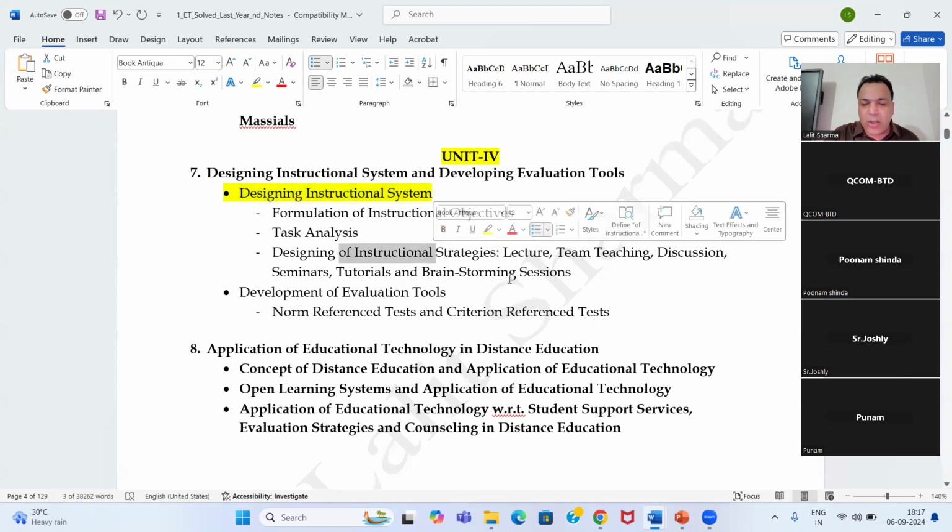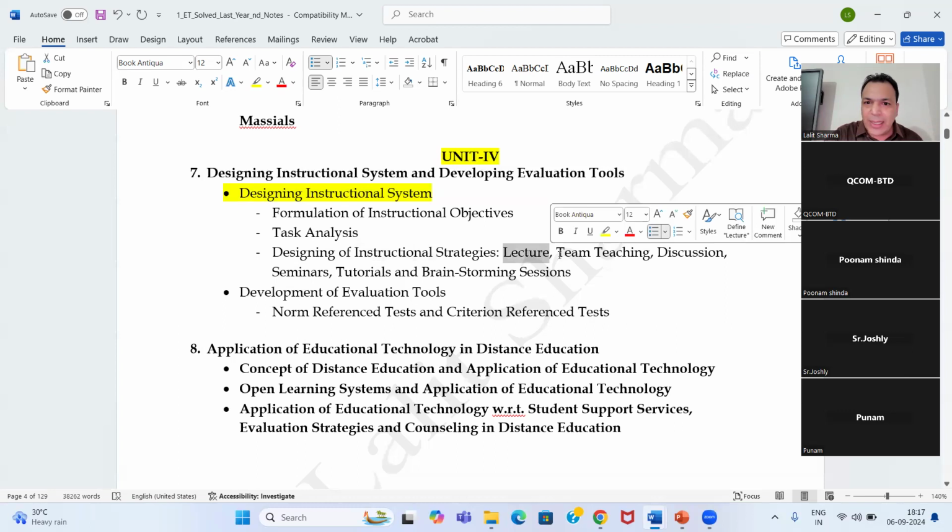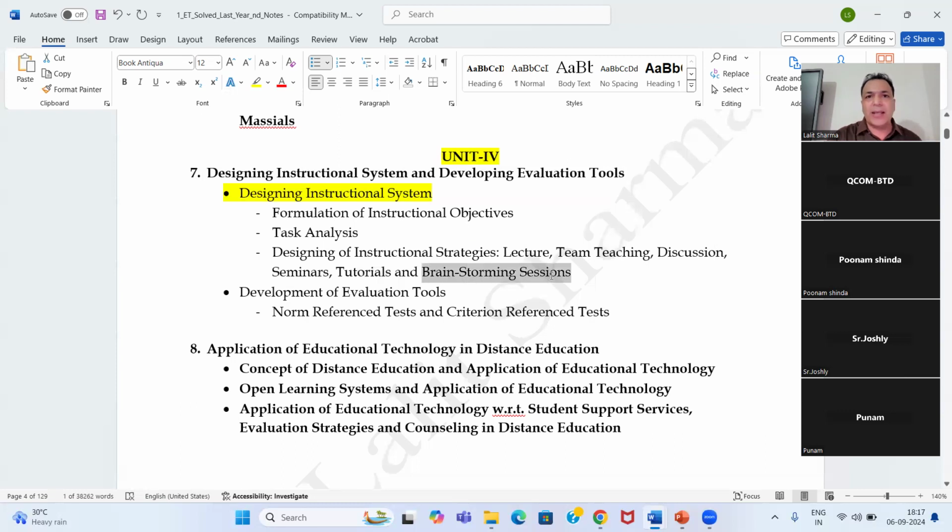Or what are the different strategies? What are the different strategies? Lecture, team teaching, discussion, seminars, tutorials and brainstorming. There are 6. Okay, questions always come from these. Last time a question came from the lecture strategy, right? So it is very easy.